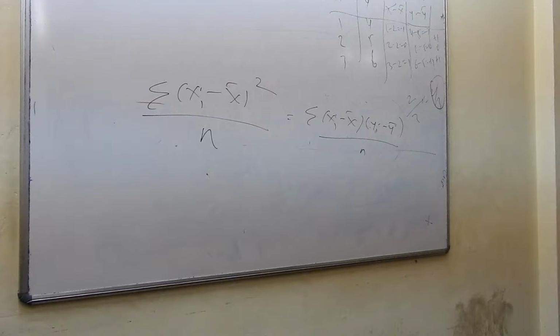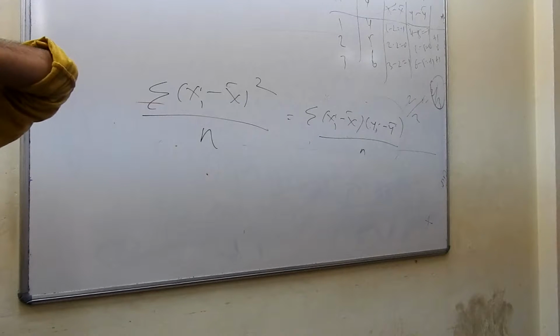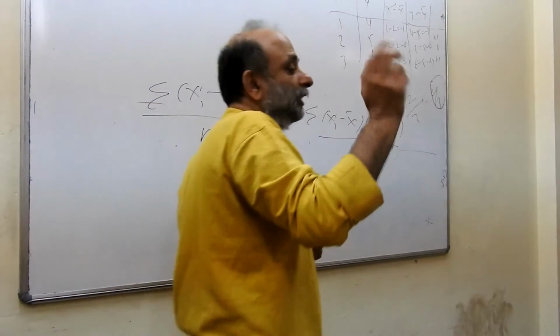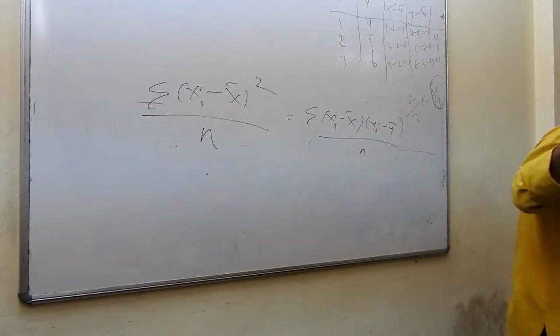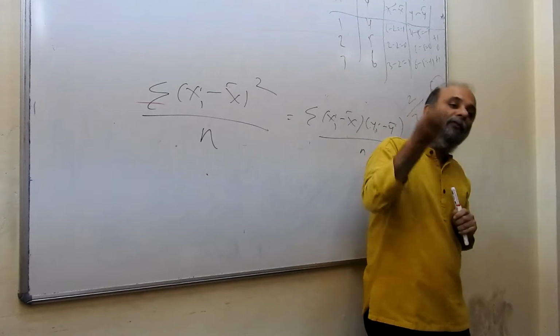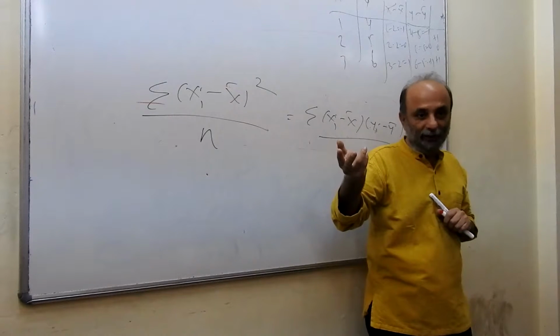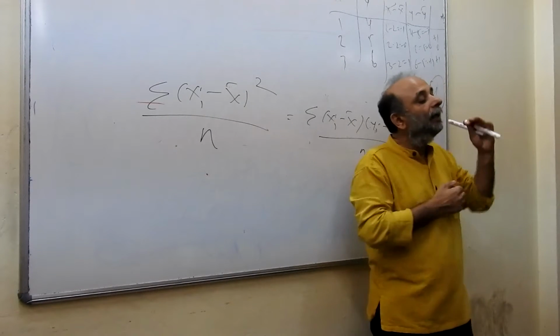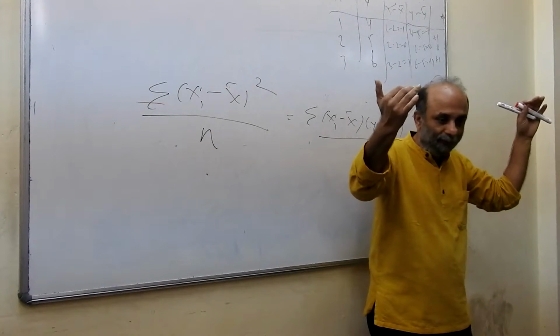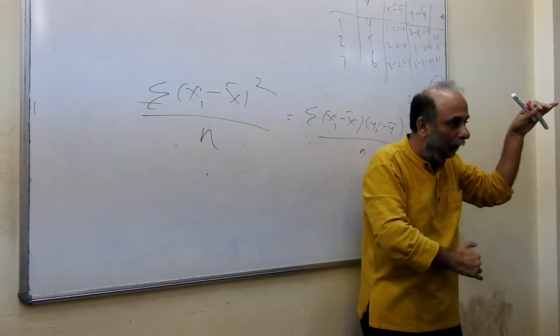See, x1 minus x bar is the deviation of x from its mean. When will that be positive? When x1 is above x bar. When will that be negative? When x1 is below x bar. Okay. When will x1 minus x bar into y1 minus y bar be negative? If one of the quantities is positive, one of the quantities is negative. So either x1 is above x bar and y1 is below y bar, or vice versa: y1 is above y bar and x1 is below x bar.